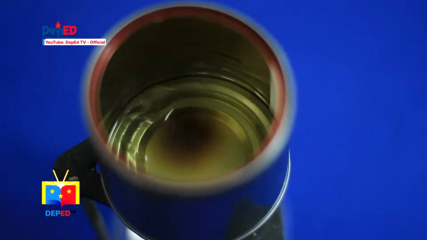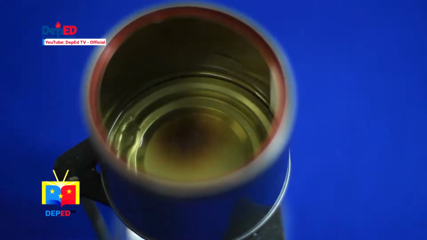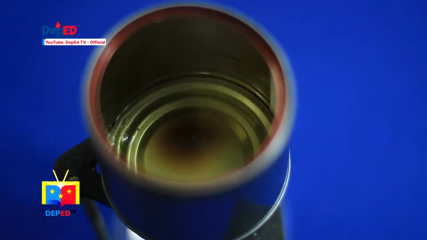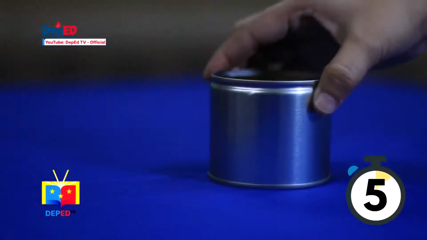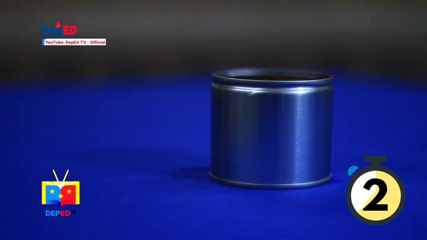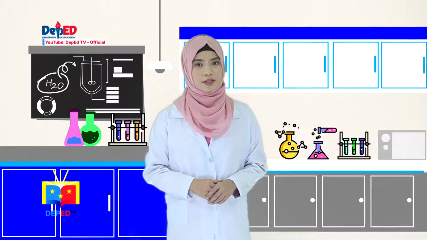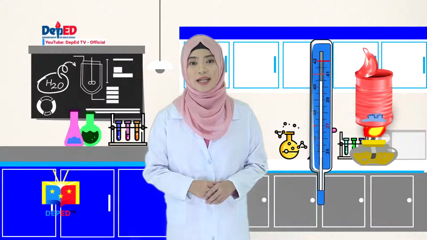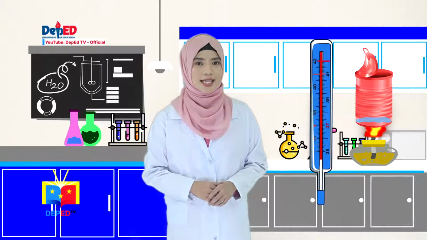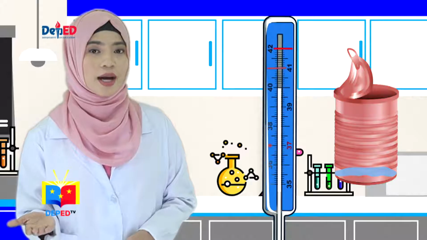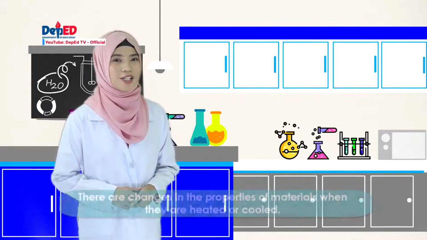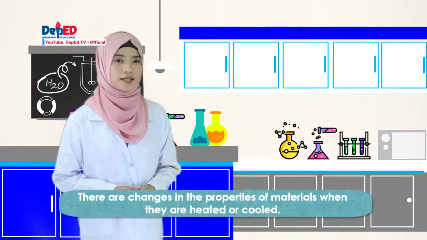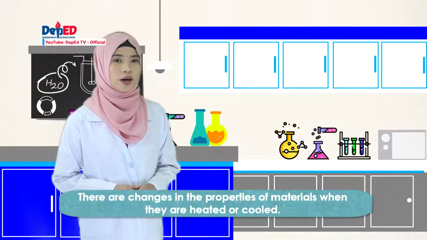If I remove the tin can from the flame, what do you think will happen to the material inside it? It will cool down. When a material is heated, its temperature increases. But when a material is cooled, its temperature decreases. There are changes in the properties of materials when they are heated or cooled.